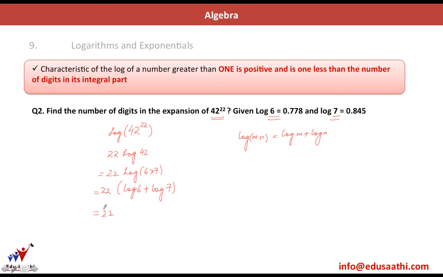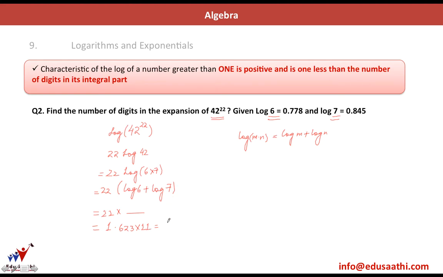If you put the values and then multiply them with 22, you will end up with an answer. If you add up log 6 and log 7, what you get is 1.623 into 22. If you just multiply this with 22, you will get the value which is 35.706.